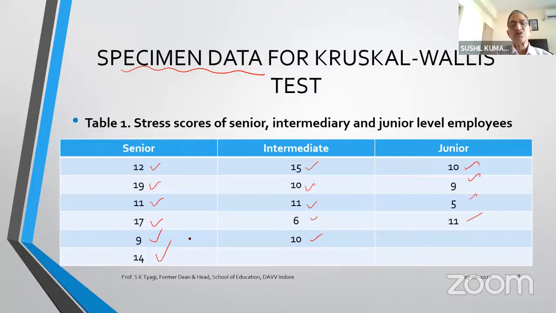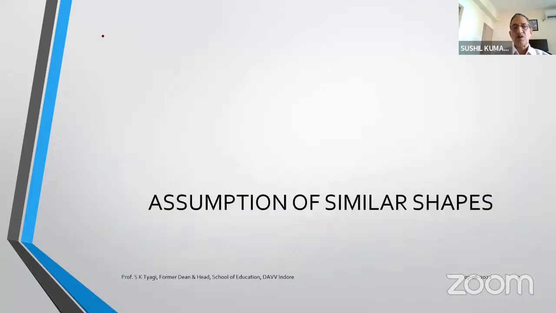So probably we cannot go for parametric ANOVA. We have 3 groups, okay? And we have stress scores. Stress scores is interval scale data, okay? But you can rank it. Interval scale data can be converted into ranks. So this is a fit example for Kruskal-Wallis test.